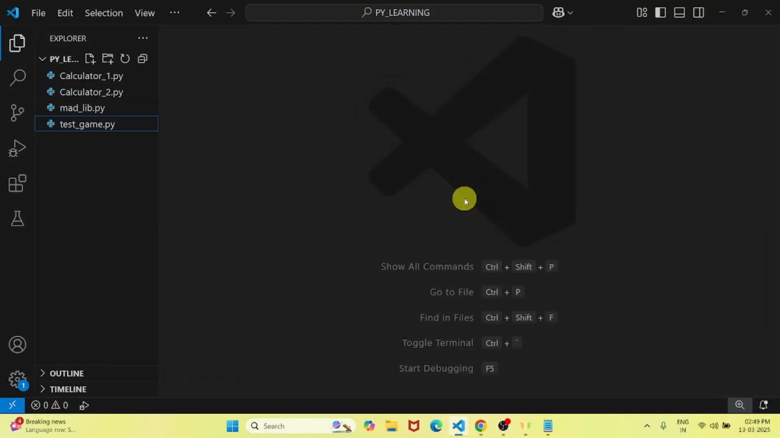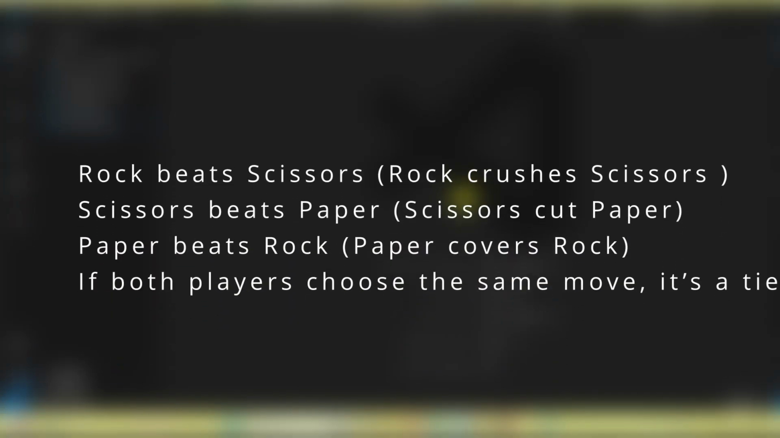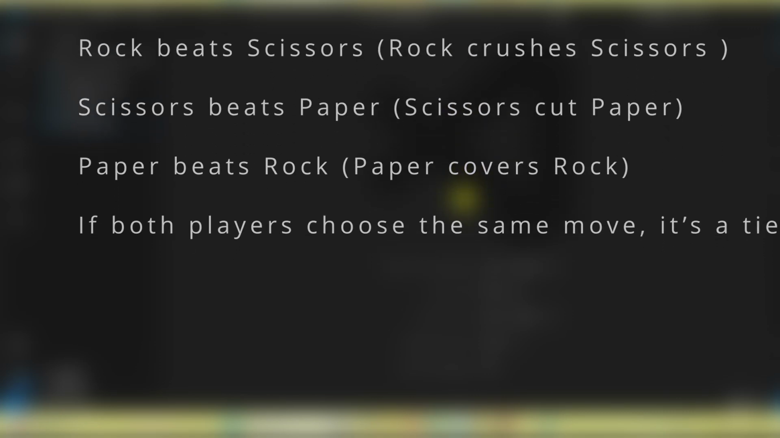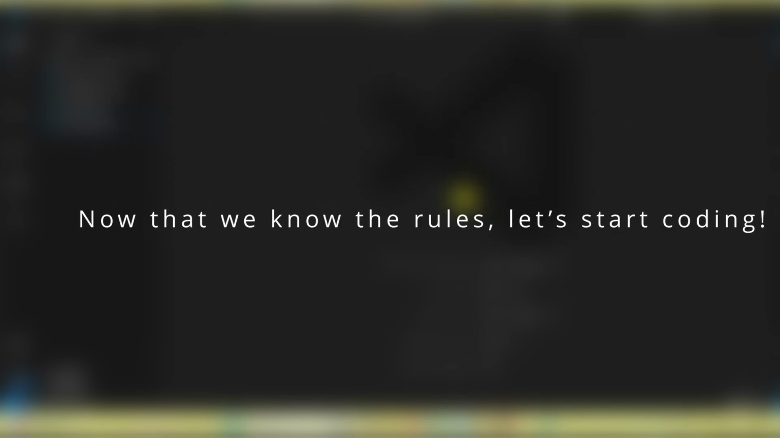Alright, if you have never played rock paper scissors game before, which I doubt, here is a quick rundown. Game rules: rock beats scissor, scissor beats paper, paper beats rock. If both players choose the same move, it's a tie. Now that we know the rules, let's start coding.